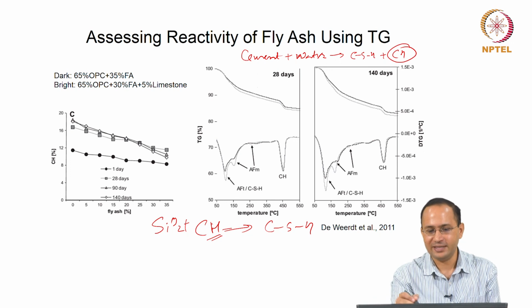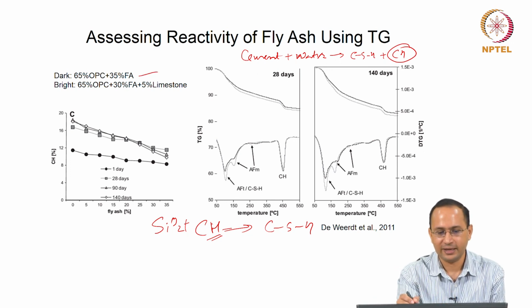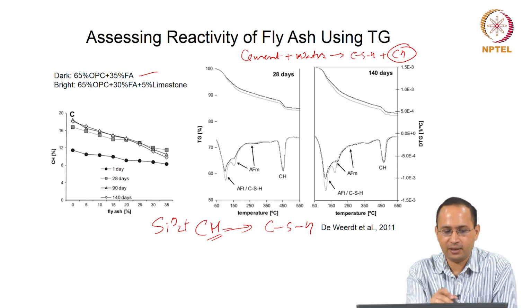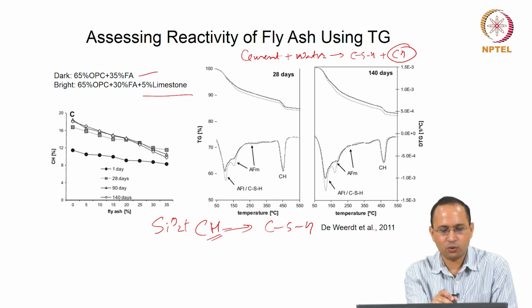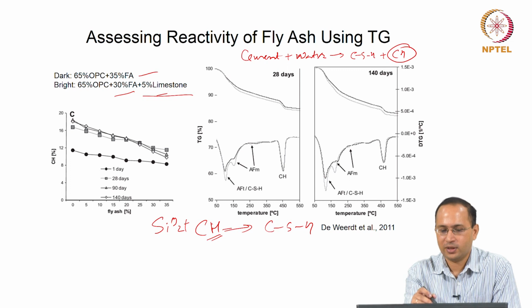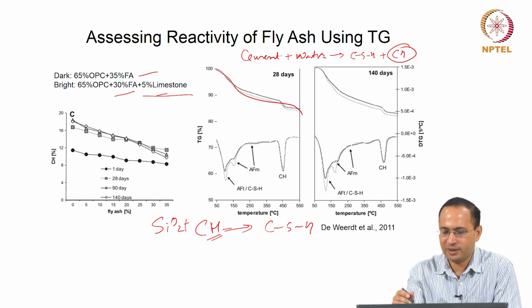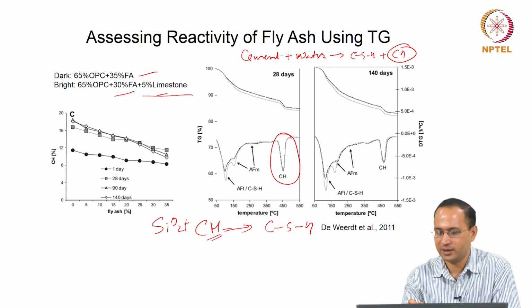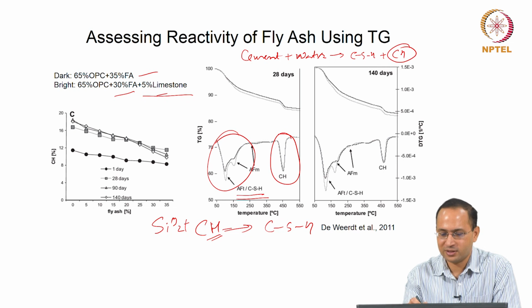First of all, let us look at the TG curves. So, the dark lines are for OPC, 65% OPC and 35% fly ash, and the bright ones are for 65% OPC, 30% fly ash and 5% limestone. So, you see this typical TG response. Now, if you plot DTG, it becomes more clear. You see a region here, we are looking at the region up to 550 in this case, because of calcium hydroxide, and this initial region where you have CSH, AFt, ettringite, and then you have a subsequent peak, AFm. What difference do you see now?